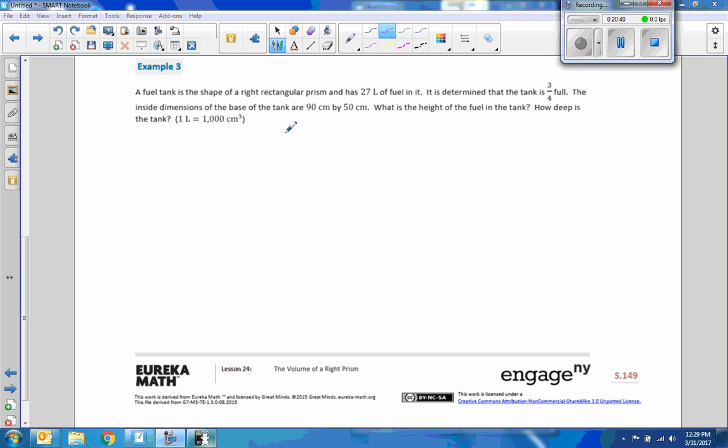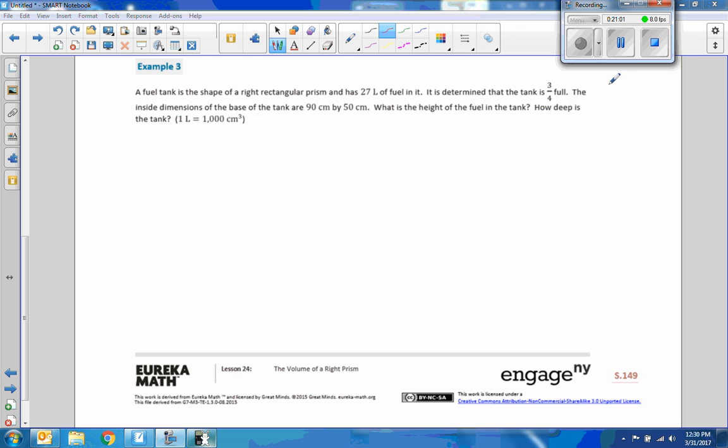Okay, here's example 3. A fuel tank is in the shape of a right rectangular prism and has 27 liters of fuel in it. It is determined that the tank is 3/4 full. The inside dimensions of the base of the tank are 90 by 50 centimeters. What is the height of the fuel tank? How deep is the tank? 1 liter equals 1,000 cubic centimeters.